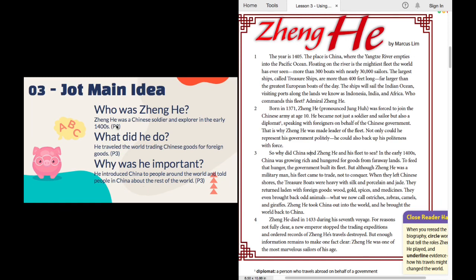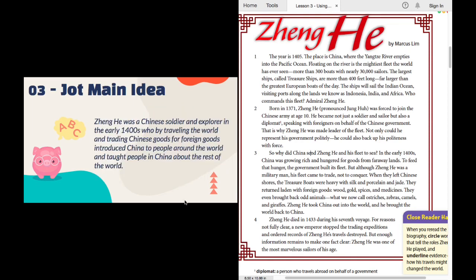So notice how I marked up where I found my answers to these questions. This makes sure that what I'm saying is backed up by the text, right? So I always need to go back to the text and make sure that what I'm saying is supported by the text. All right, so jotting my main idea, I'm going to put all those 3 questions together just to basically explain what this text is about.